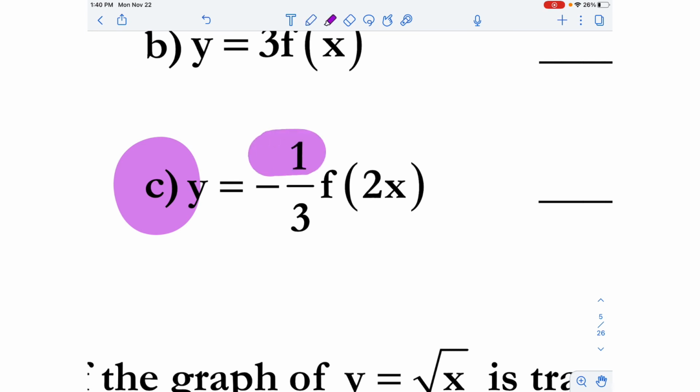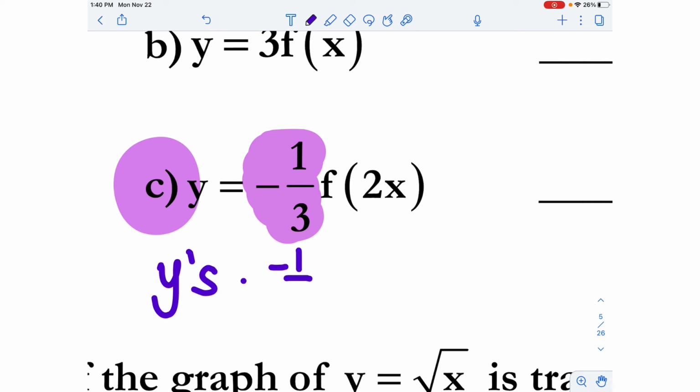So this out in front is always going to affect the outside stuff, always affects the y values. So this is going to be my y values times negative 1/3. Now the negative actually flips the function upside down. That's called a reflection. But when I'm dealing with just ordered pairs, you can group the negative with the number out in front and just multiply your y's by that. But again, what's happening is there's a reflection over the x-axis.